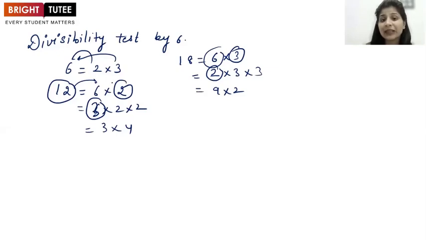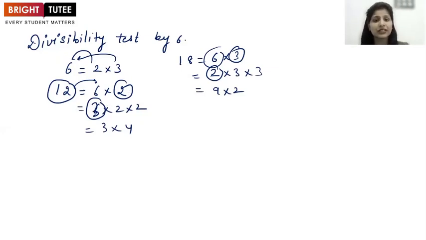So all the multiples of 6 are definitely divisible by 6. But the common thing that I am observing here is that 2 and 3 are coming in all the factors of numbers where 6 is a factor. So multiples of 6 are 6, 12, 18, and all of them are also divisible by 2 and 3 both. So what is the conclusion?